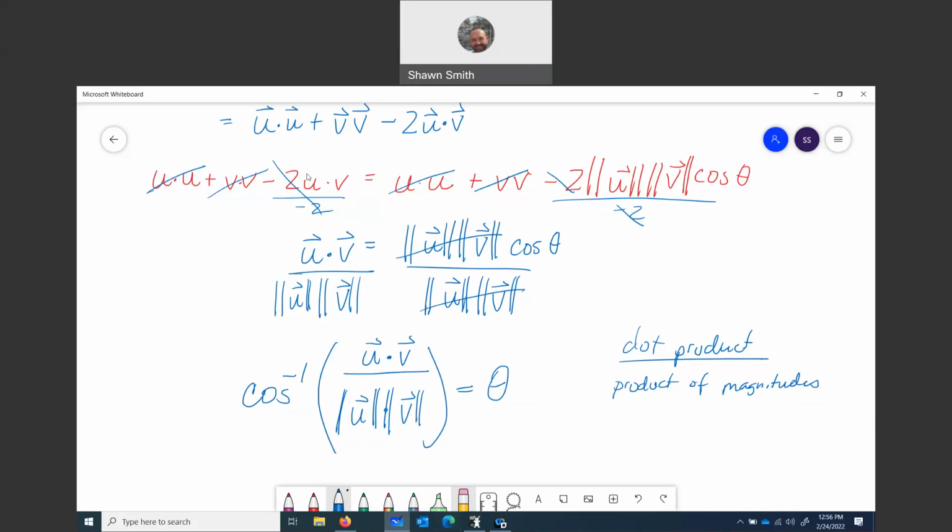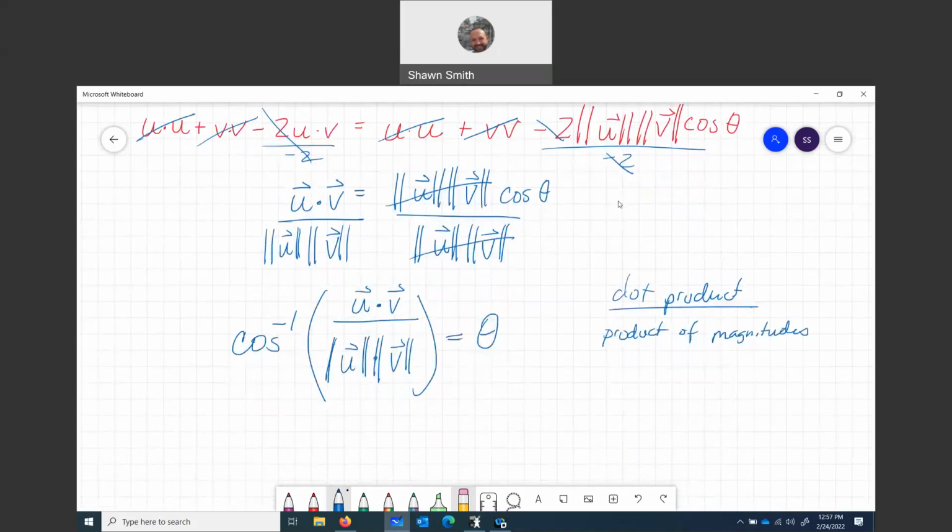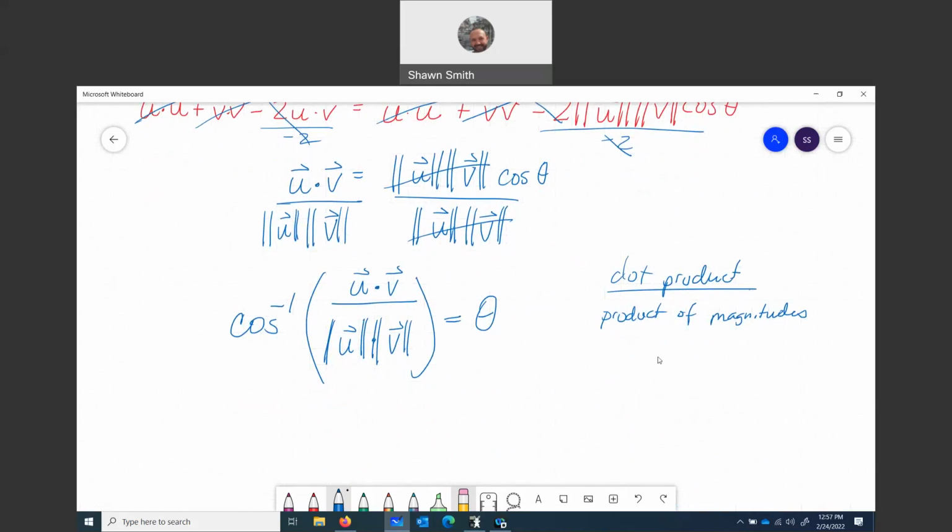The -2uv right here was just from FOILing it out, really. First, outer, inner, last. You need to multiply by the same binomial. Your outer and inner are the same exact thing, so you get two of them. So right here, you distribute it across. The second time was u times -v, it's -uv. And then -v times u, it's -vu, but we saw it as commutative, so you could say that's -uv as well. So you got two of those right there. A lot of times you put that term in the middle. I just put it at the end. Didn't matter. All right, so that is your formula.